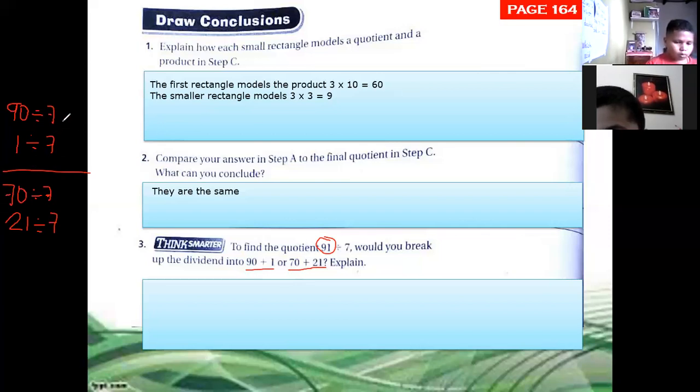Okay, let's solve it. 90 divided by 7. Basic fact, 9 divided by 7 equals 1, and I will have a remainder, 2. So we haven't worked with divisions like these. What about 1 divided by 7? There is not a factor in the table of 7 that multiplied by 7 equals 1.